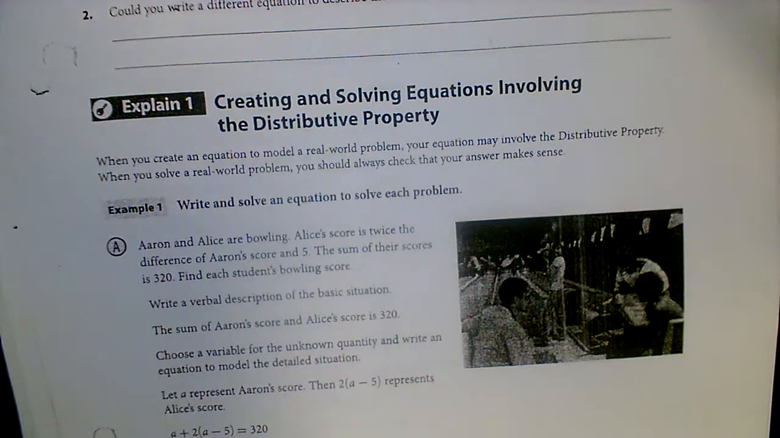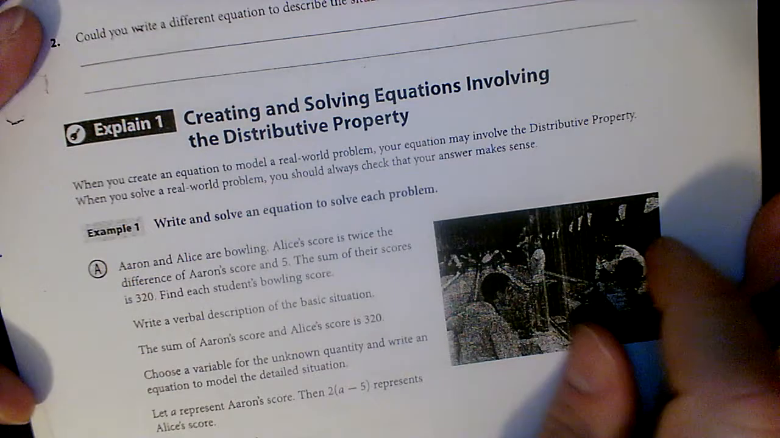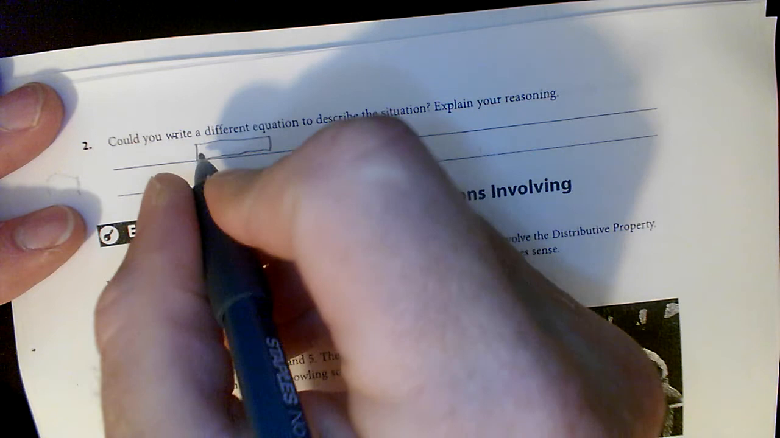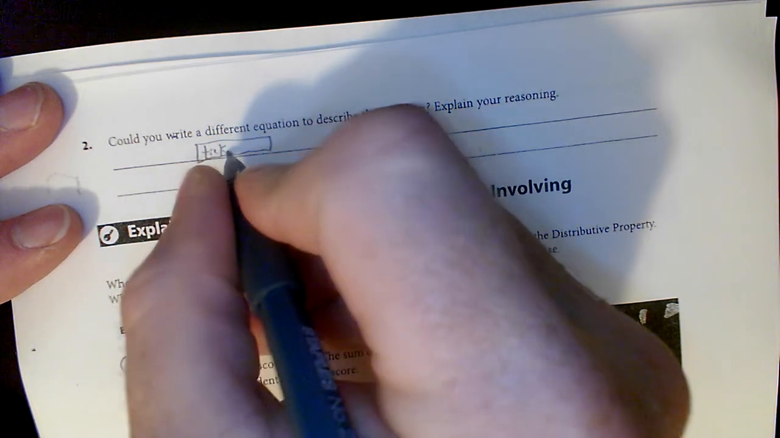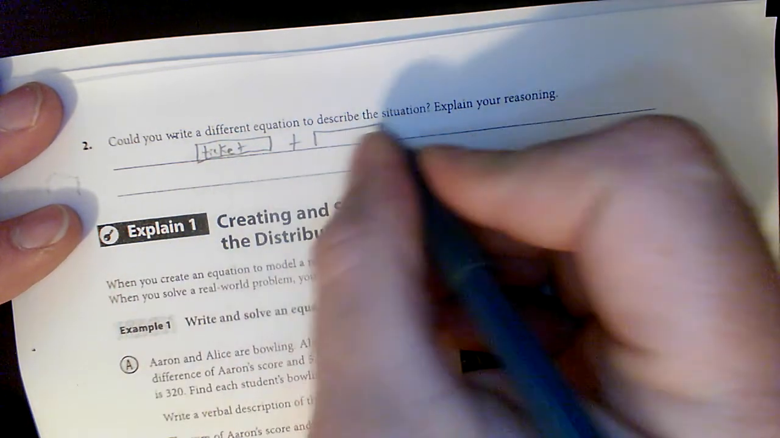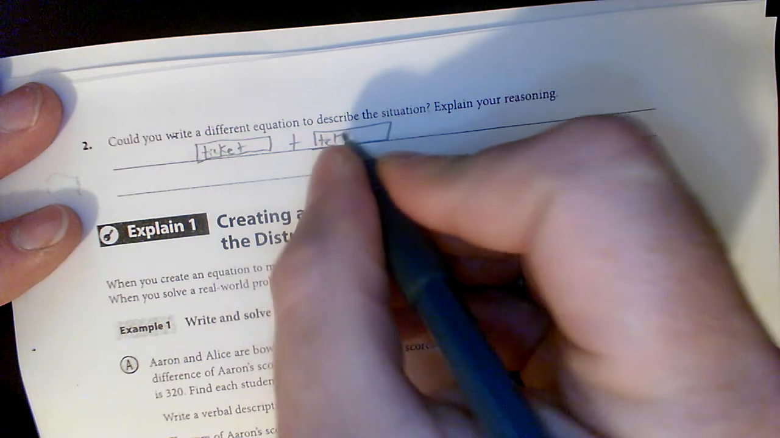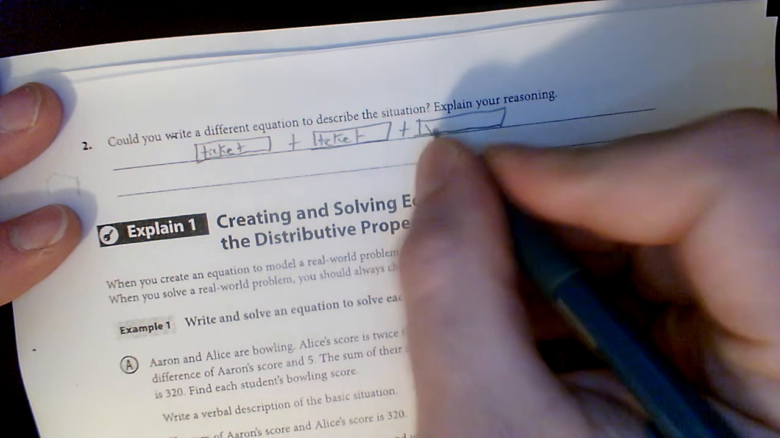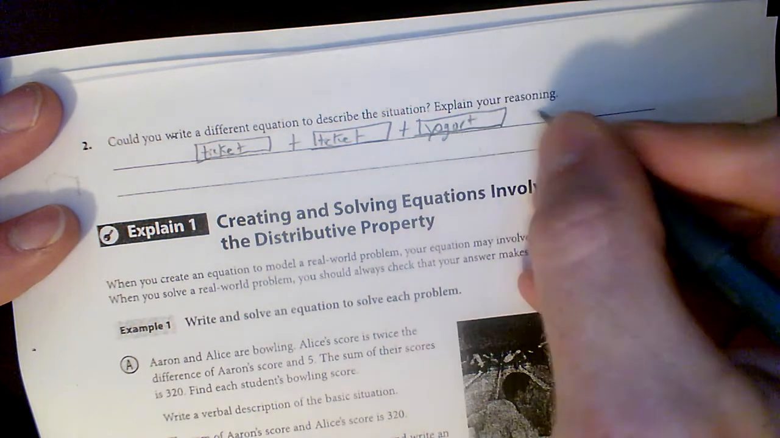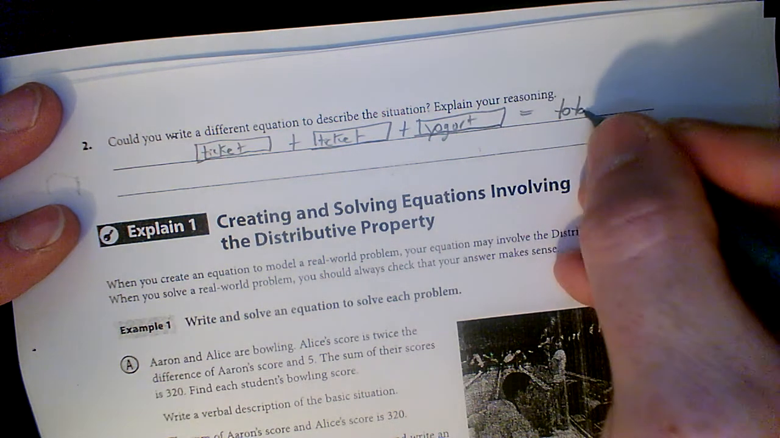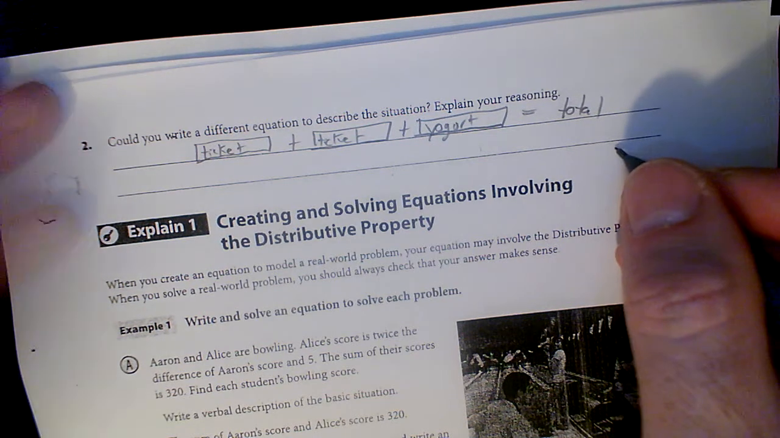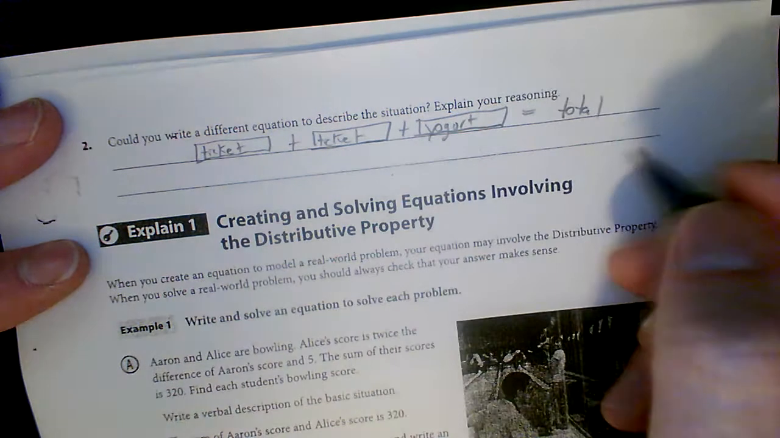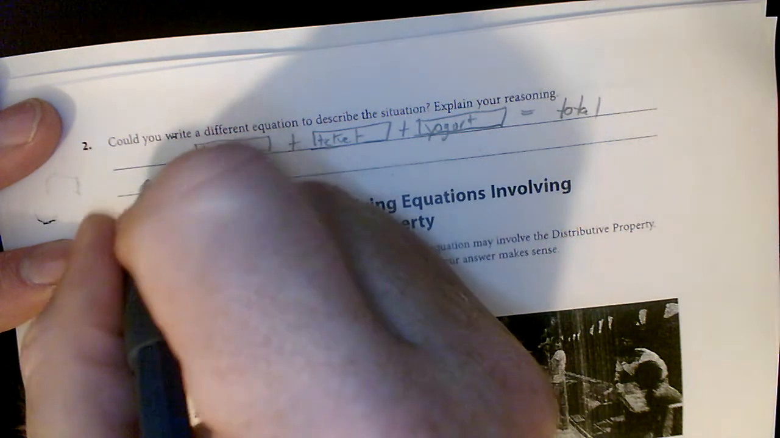Could you write a different equation to describe the situation? Explain your reasoning. I could probably write it a little different. We don't have to say 2 times. We could say ticket plus ticket, instead of writing 2 times the ticket, plus yogurt equals total. But we always have to have the same values in there. We always have to get 2 tickets and 1 yogurt. So we can write them differently. We can put them in different orders, but the same values have to be there. Same values present.